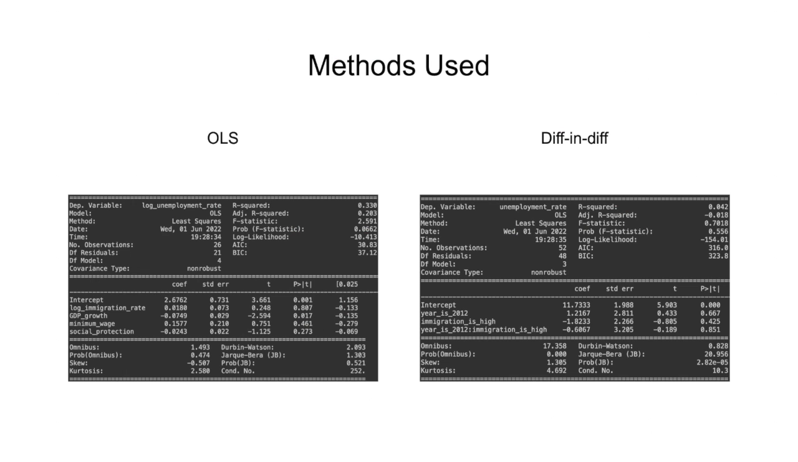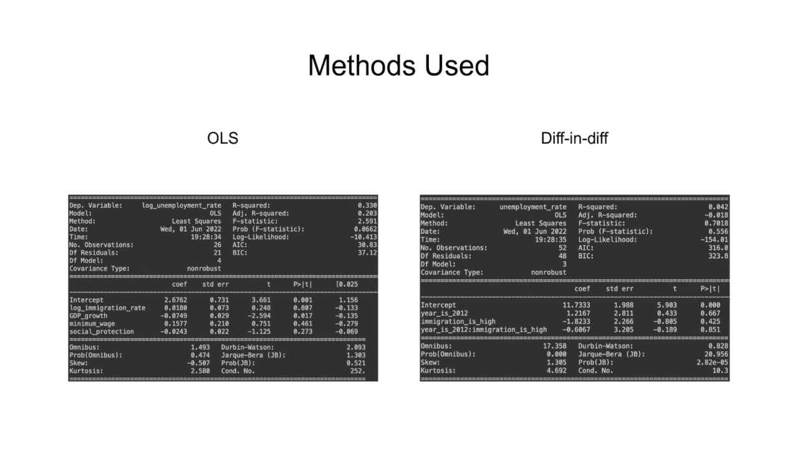We'll use 2 different methods to analyze data: OLS to see linear dependencies between variables, and diff and diff to obtain the shift in unemployment rates caused particularly by immigration. So let's start with OLS, which is ordinary least squares. OLS is a least squares method for estimating unknown parameters in a linear regression model. The main task is to make an OLS regression model where a dependent variable is the logarithm of the unemployment rate, and independent variables are immigration rate, GDP growth, minimum wage, and social protection in 2011-2012.